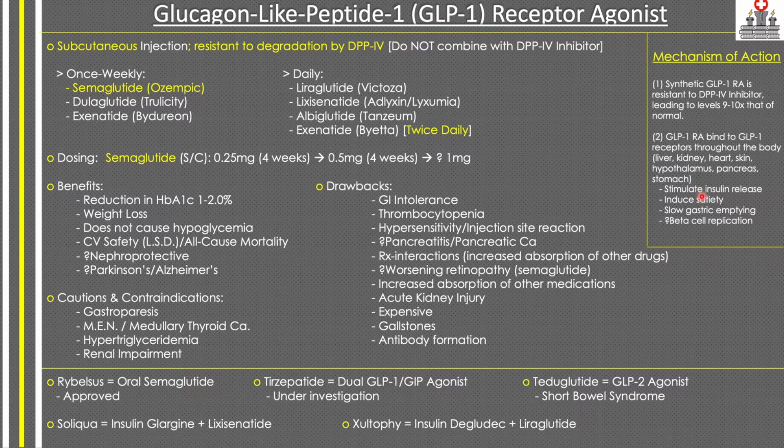As we've discussed, this leads to stimulation of insulin release. It induces a feeling of fullness or satiety. It slows the gastric emptying, and there's some evidence in animals that this perhaps leads to beta cell replication, but this has not been found yet in humans. It's unfortunate, but we're still looking at this finding.